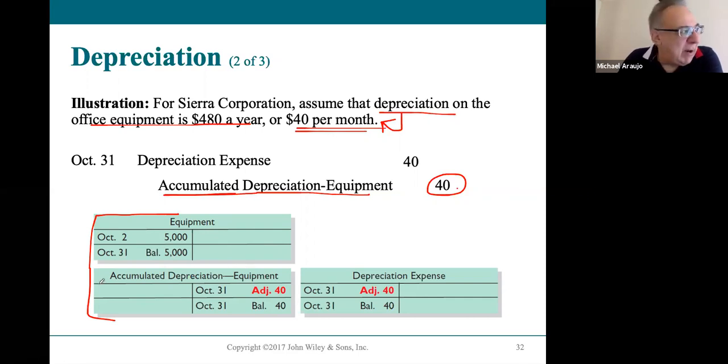So instead, we've created another account called accumulated depreciation on that equipment. It follows the equipment account in the ledger, and it basically shows us how much of the equipment we have used. In this case, since Sierra Corporation has only been in business for October, that's the accumulation. But you will see this happening every single month. So it'll keep accumulating. Okay.